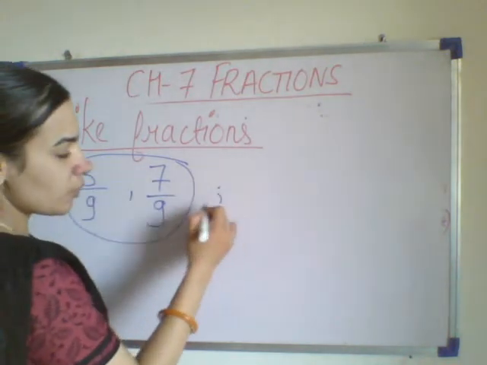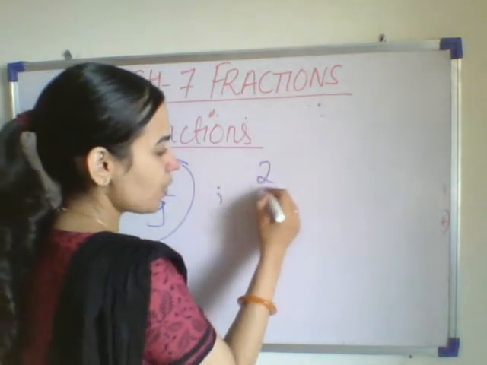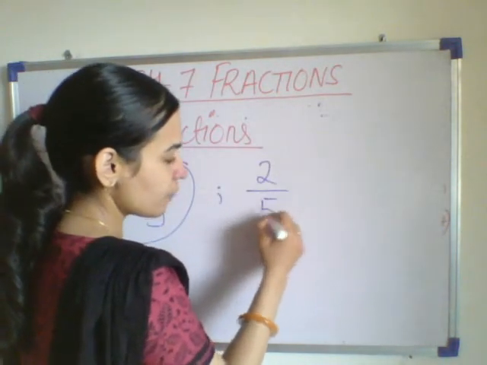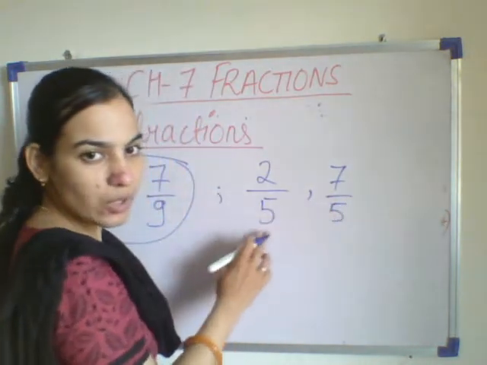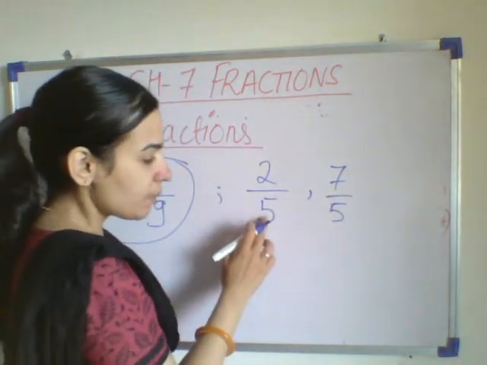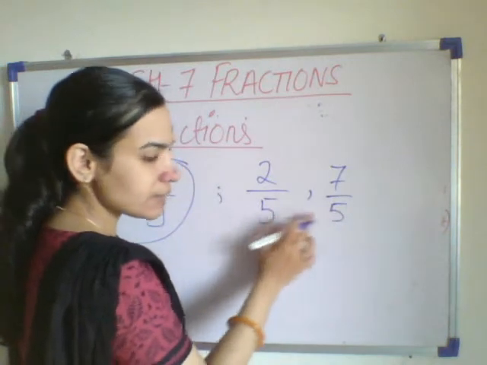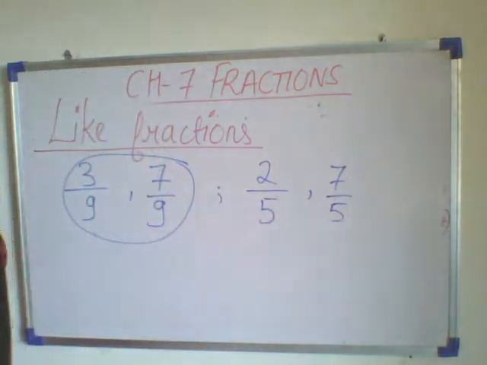Let us take one more example. 2/5, 7/5. These two fractions are also like fractions. Why? Because in the denominator the same number is written.